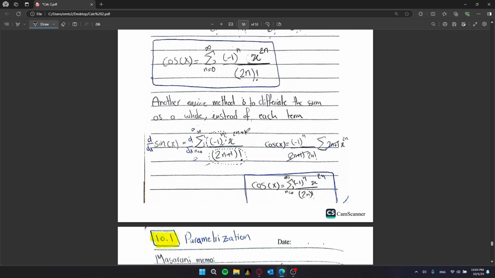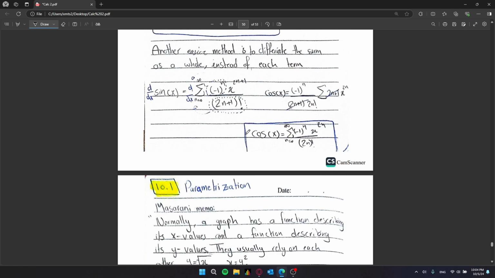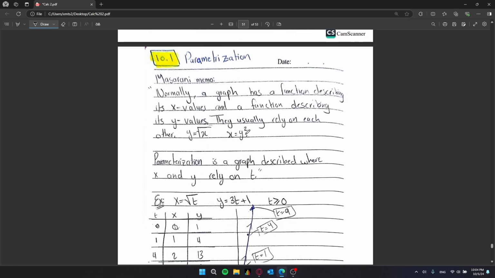Thus concludes the lessons for series. Now let's get into the last 2 lessons in all of Calculus 2. These lessons are very simple, very straightforward, but they require a new type of thinking. That is the main difficulty of this lesson.